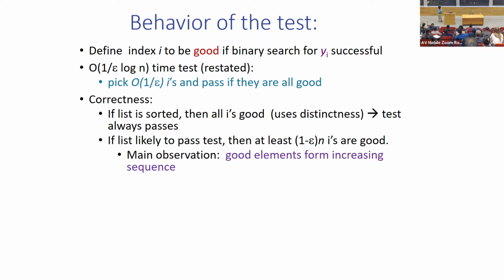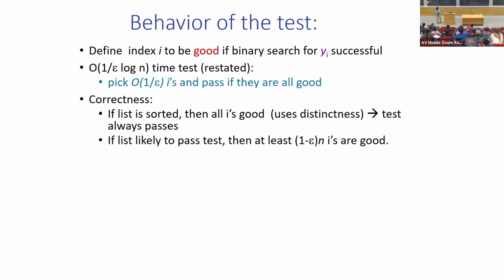And what I mean by likely to pass, at least 1 minus epsilon fraction of the indices are good. Oh wait, no, that's not what I want to say. If we're likely to pass, then at least 1 minus epsilon of these fractions must be good, because I took 1 over epsilon samples of these i's and I checked that they're all good.